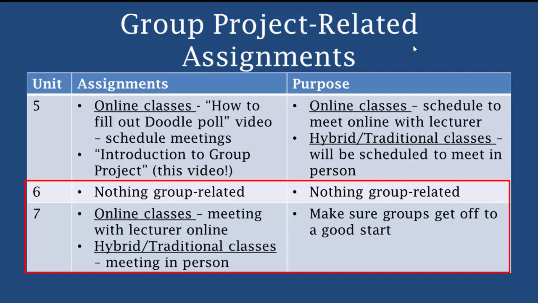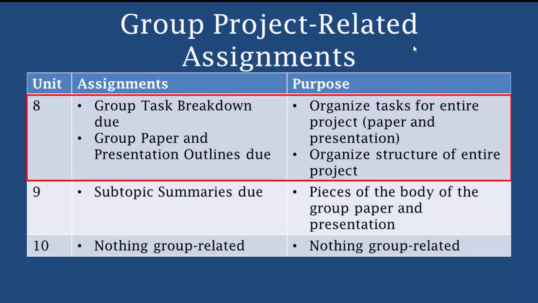One of the main things we'll do when we meet is start work on these two deliverables, the group task breakdown and the group paper and presentation outlines, because those are due in Unit 8. I'll show you examples of these in this video. Basically, the task breakdown helps the group organize all the work in the group project from the beginning through the end of the course. The outlines help the group structure the final paper and presentation and provide a map for putting these together for these final products.